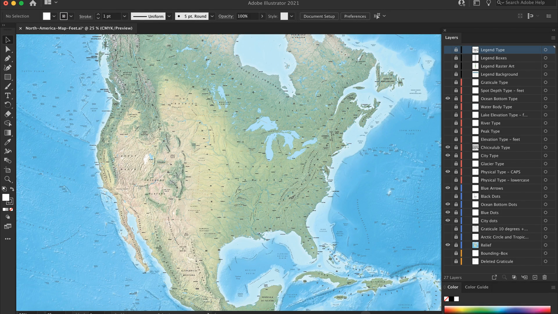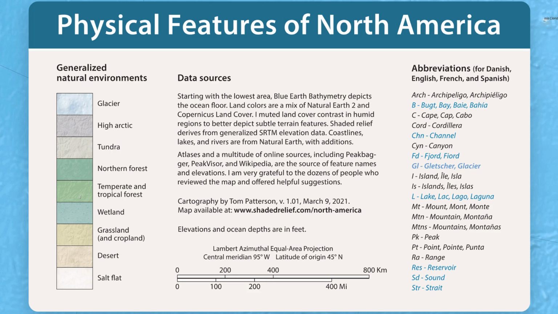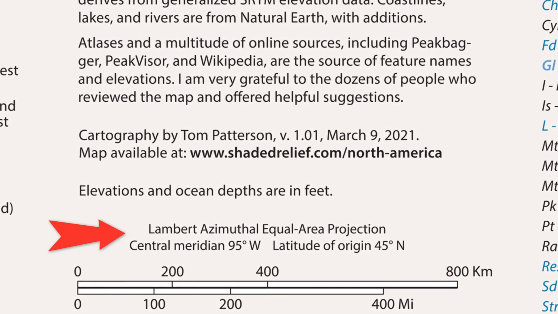I'll start with the layered Illustrator file for the physical features of North America map. I like everything about this map, but I need to add some extra data to show onshore and offshore oil deposits, a data set I found online. I've turned off some of the layers that I don't want to show. The next thing I need to do is determine the projection of this map. The map legend specifies it as Lambert azimuthal equal area.